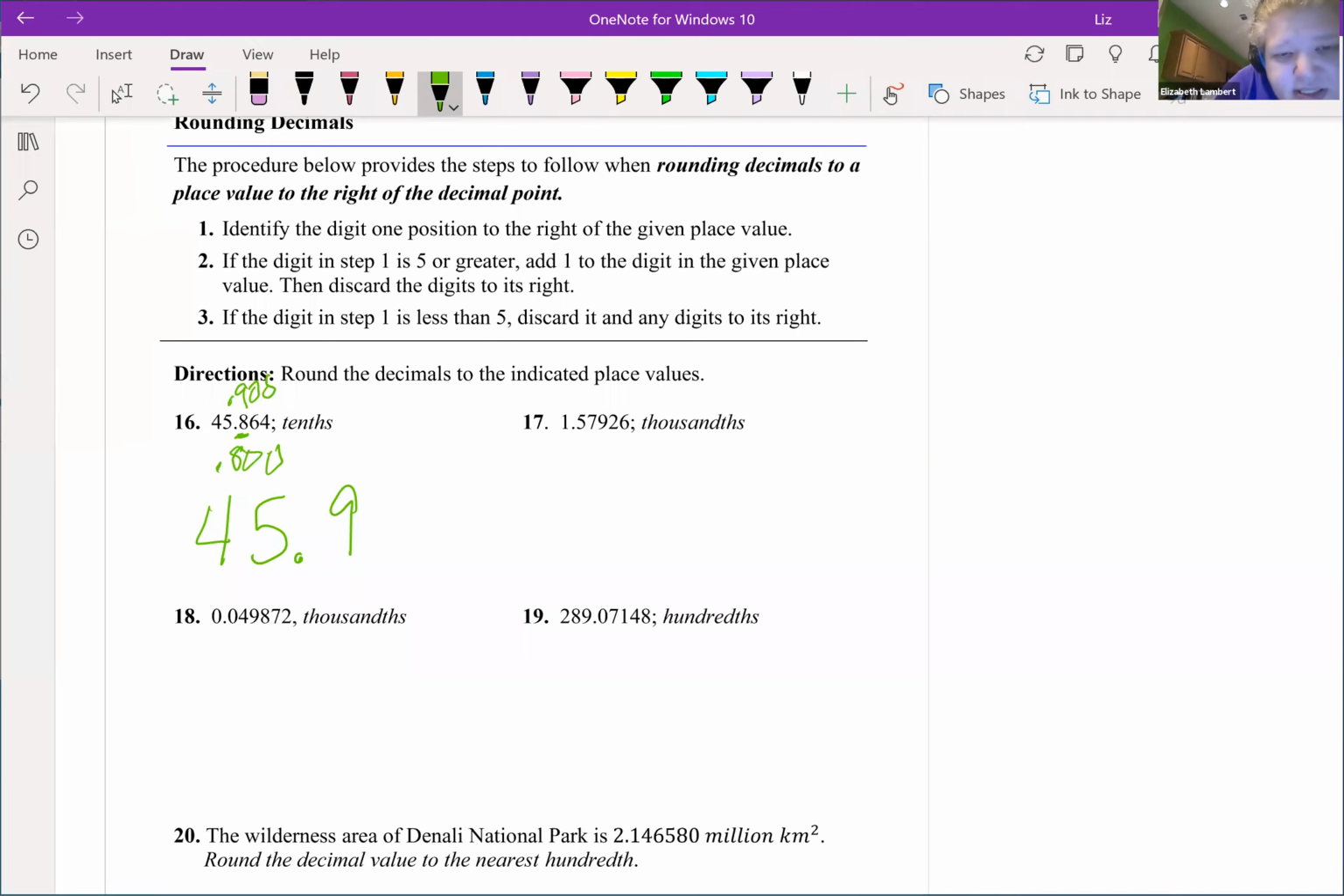All right, so thousandths now. 1.579 and some hundred-thousandths. All right, so the 9 is what we're focusing on. So I have 579 and then 26. Is that going to be closer to 579, or if I round up 1, it's going to trigger a rollover in the 7, it'd be 580. Well, it's only 26 after that, so it's going to stay at 1.579. The 2 is not 5 or greater, so we're just going to drop the 2 and the 6 off and leave it 1.579.